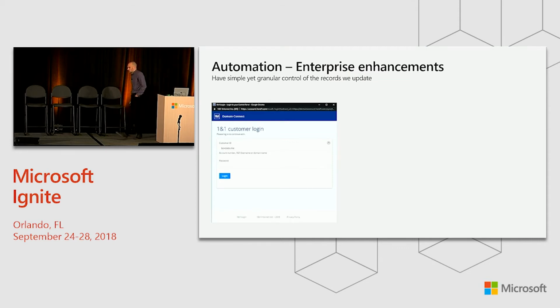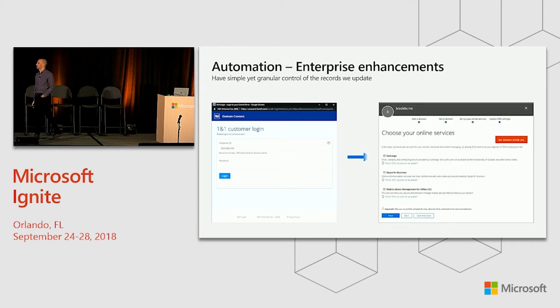Automation for the enterprise. One of the things I always hear is, yeah, that's great, you have this automation for DNS, but you aren't updating all my records. I'm an enterprise. I don't want you to touch all my DNS records. I don't trust what you're going to do, or I don't want them updated for all services. I want them updated for Exchange, but not Skype or something, or whatever it may be. In that case, during the add domain process, you can go through and specify which services you want.